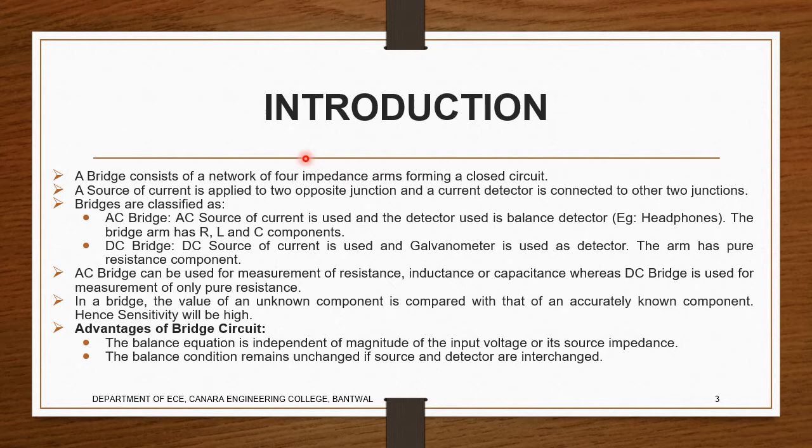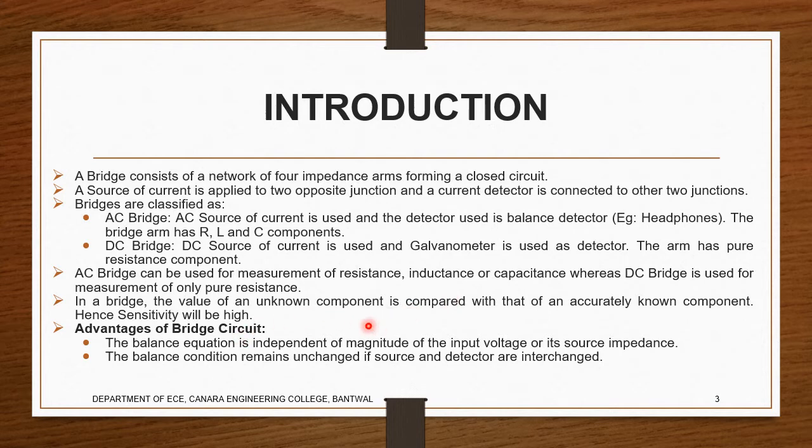So usually the bridges are classified into two types, AC bridge and DC bridge. In an AC bridge, an AC source of current is used and the detector is a balance detector, usually headphones. Usually the bridges have R, L and C components: resistance, inductance and capacitance. In a DC bridge, a DC source of current is used and a galvanometer is used as the detector. It has a purely resistive component. An AC bridge can be used for measurement of resistance, inductance and capacitance, whereas a DC bridge is usually only for resistance.